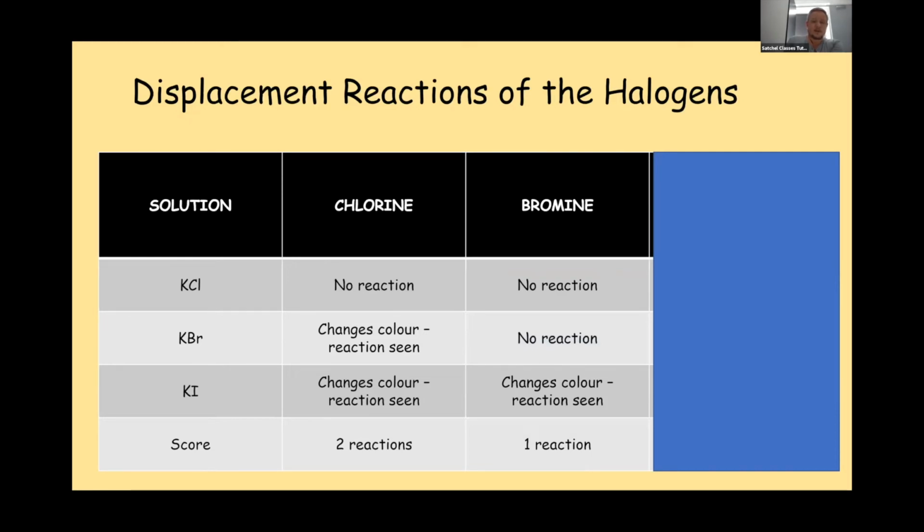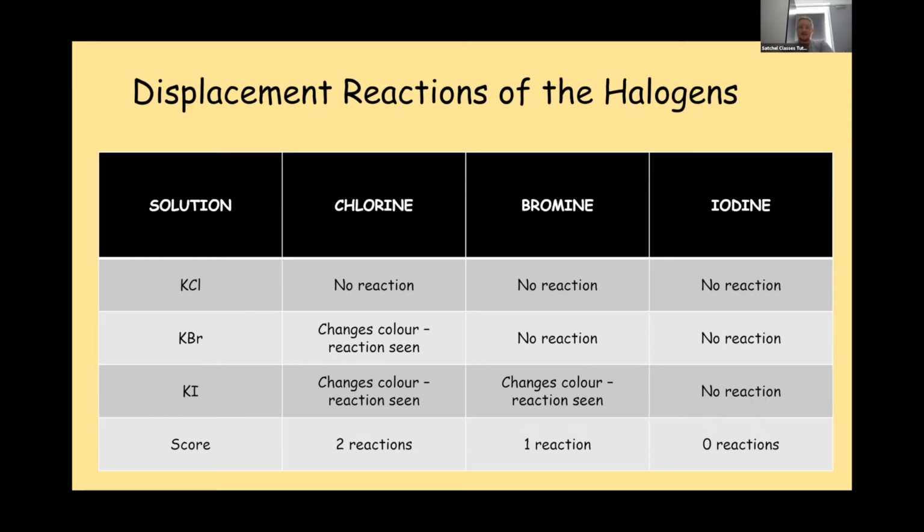Bromine, when you add it to KCl, has no reaction. Now this means that chlorine, which is present in KCl, must be more reactive than bromine, and so it will not allow it to displace it. KBr, potassium bromide, added to bromine, you get no reaction because it won't displace itself. But when you add bromine to KI solution, potassium iodide, you do get a colour change, which means that the bromine has displaced the iodine, making it more reactive. This gives bromine a score of 1 reaction.